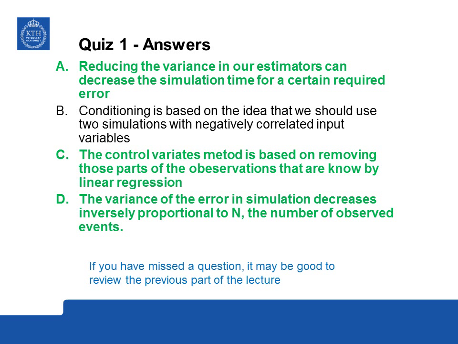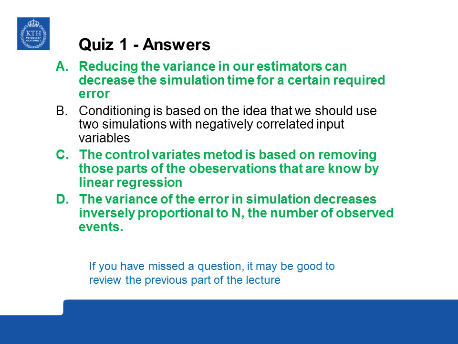And here are the correct answers. Reducing the variance in our estimators can decrease the simulation time in our simulations. Conditioning is not based on the idea that you should have two simulations with negatively correlated input. That technique is called antithetic variates. C is also correct. The control variates method is based on removing those parts of the variation that are known by a linear regression.